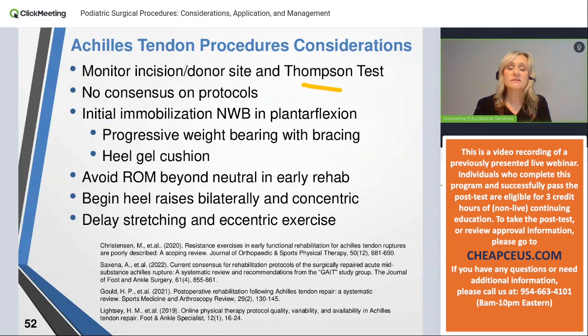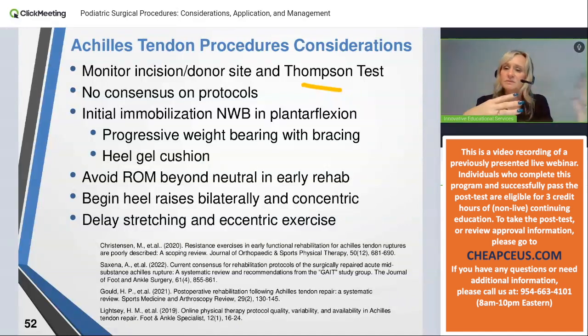So your Thompson's test is going to be utilized. That's where you're going to, I'm pretending this is my foot, you're going to have your patient prone, and then you're going to squeeze that gastroc belly, and we should be able to see that they move into that plantar flexion. That lets us know that this tendon is still continuous and has not ruptured.